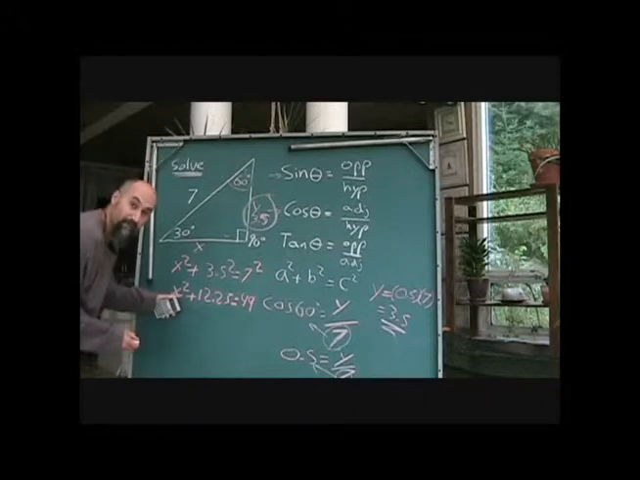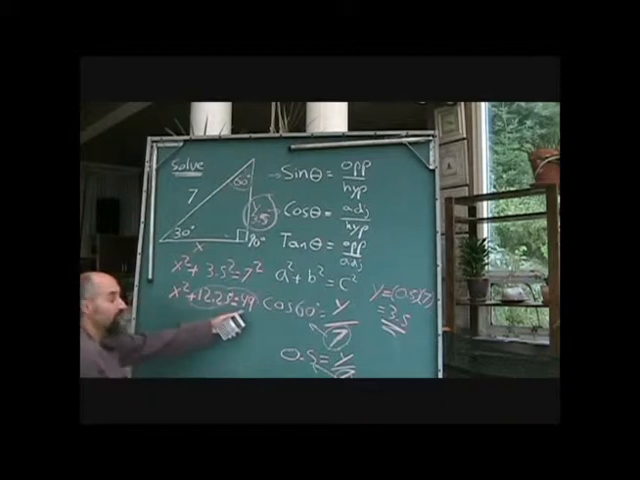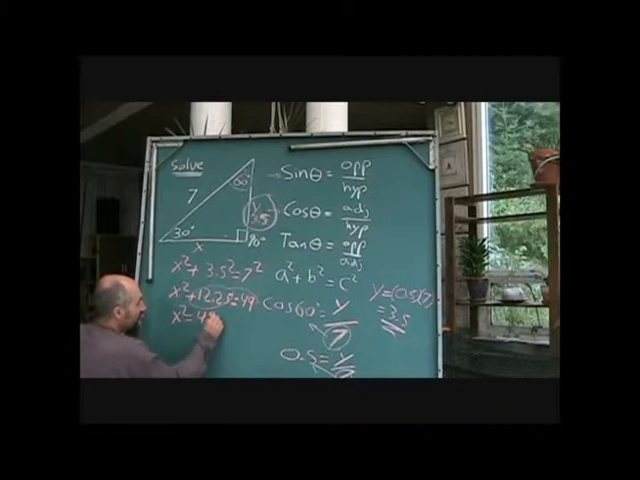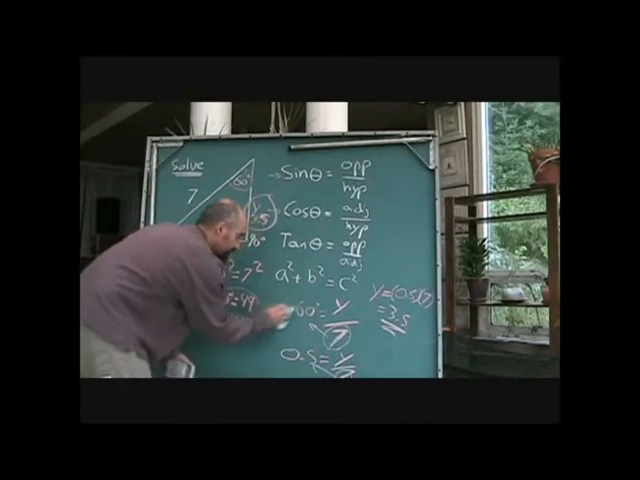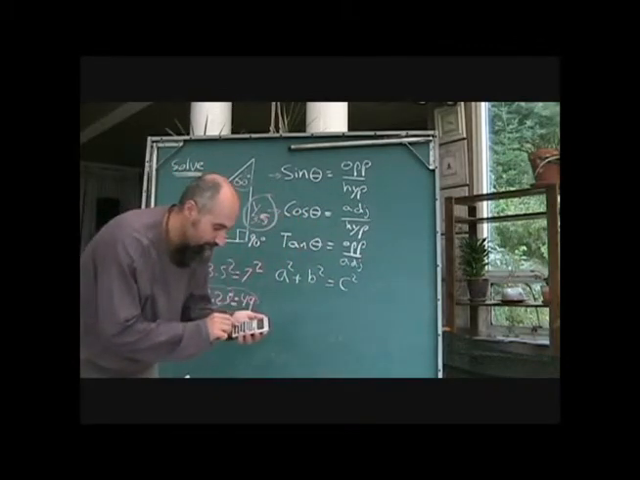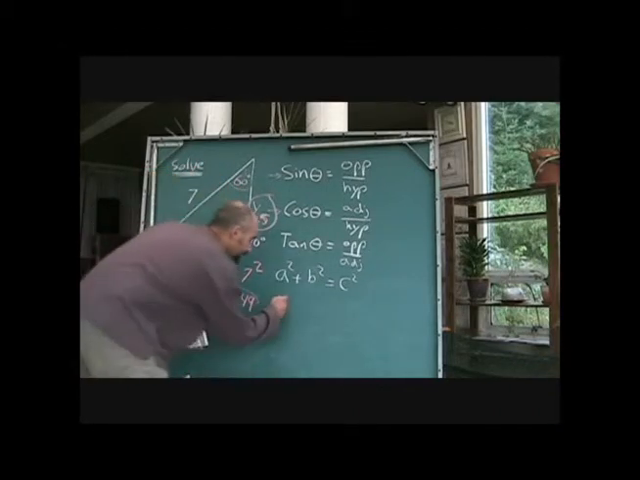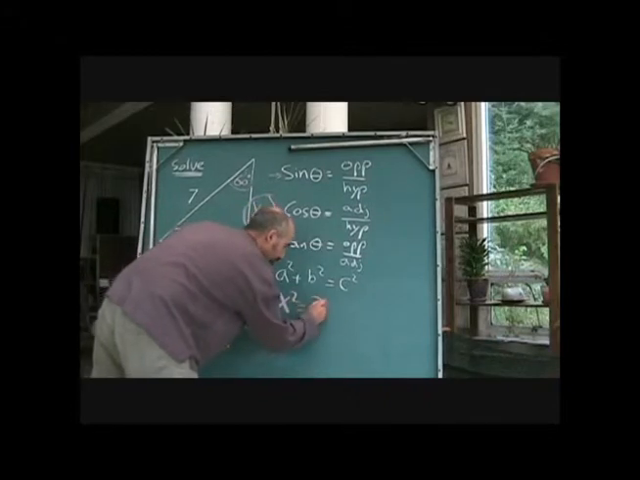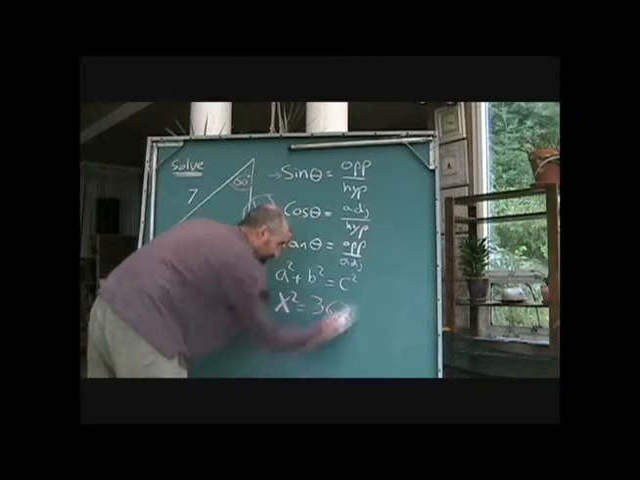Now you got to get x by itself, right? So you're going to grab this guy, bring it over. It was a plus here, becomes a minus here. So it's going to be x squared is equal to 49 minus 12.25. Okay? I'm just going to erase these guys so we got more room. So 49 minus 12.25 is 36.75. So right now we got x squared is equal to 36.75.